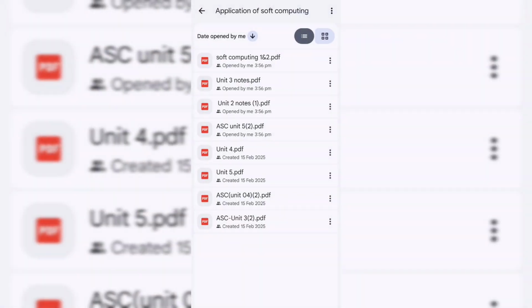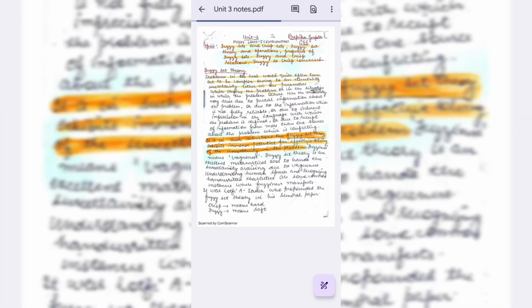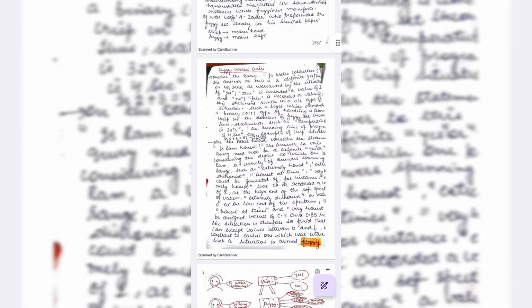Unit 1 introduces soft computing concepts, including the difference between soft and hard computing, and basics of neural networks. Unit 2 focuses on fuzzy logic, including fuzzy sets, membership functions, and fuzzy inference systems. Unit 3 explains genetic algorithms, including selection, crossover, and mutation techniques.